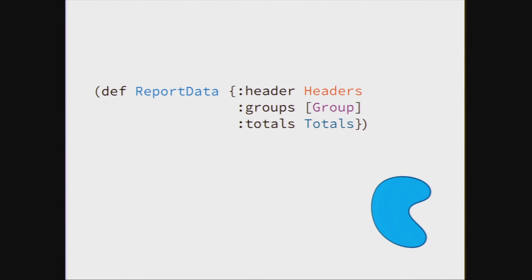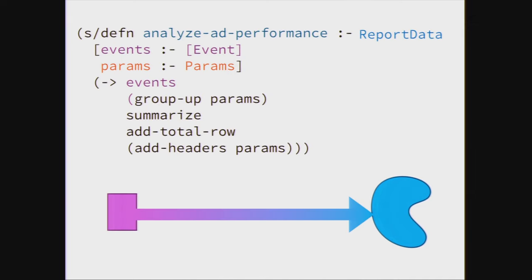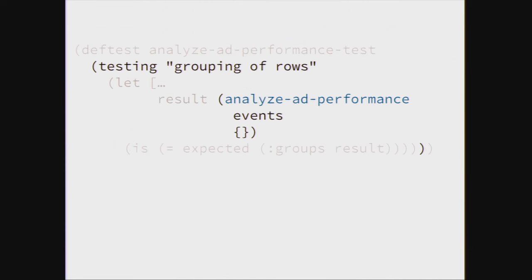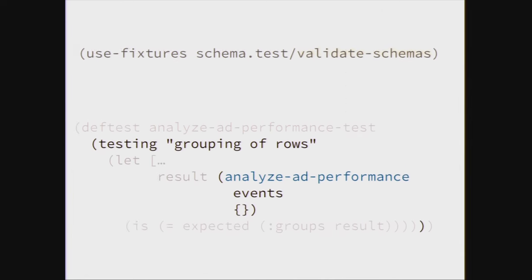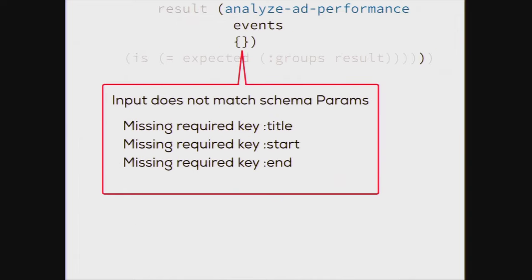And then I can stick it on the functions. Here it comes. So analyze add performance now returns a report data out of a sequence of events and the parameters. And I can document that and verify it in my tests. Yay! Except, of course, that never works the first time. So then I get to my tests. And here's just some existing test. As soon as I add validate schemas to the top, I get some angry error message that is not this pretty.